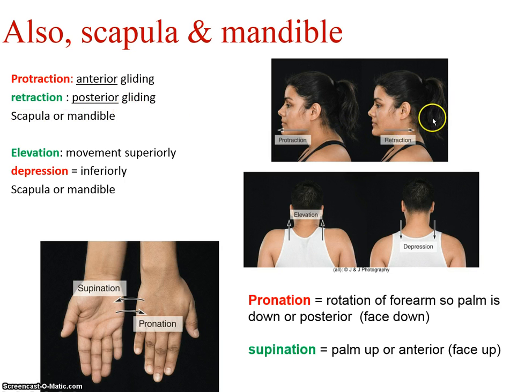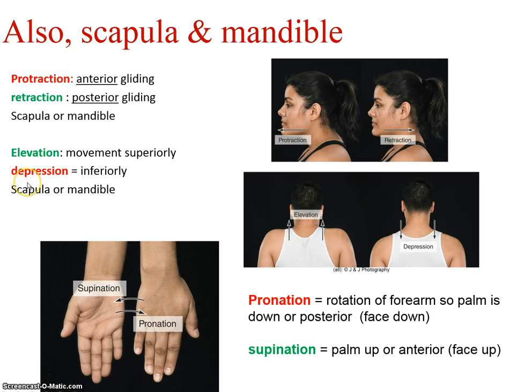So here we're looking at the mandible, right? And the protraction is moving forward, and we have gliding here, so it's on a plane, on the level of the plane. So moving along this plane in an anterior direction, and retraction, of course, is moving back. So here there's the jaw jutting out and returning. And the scapula can do this as well.